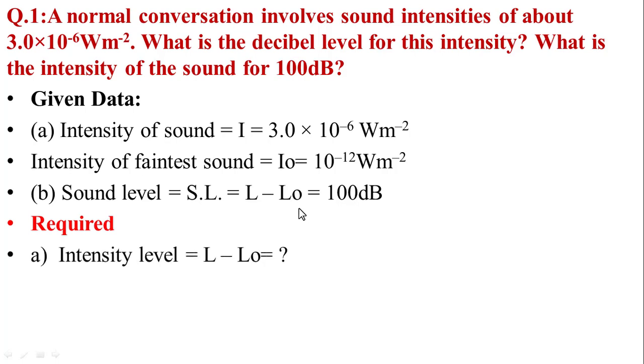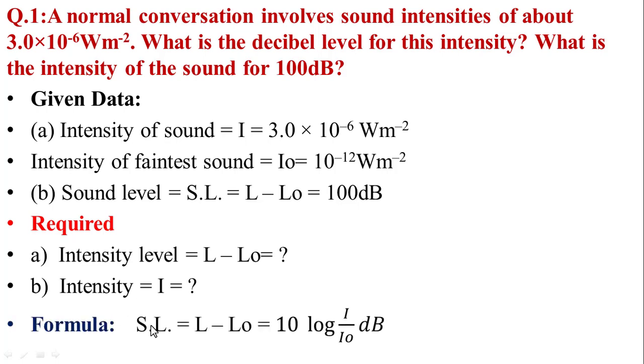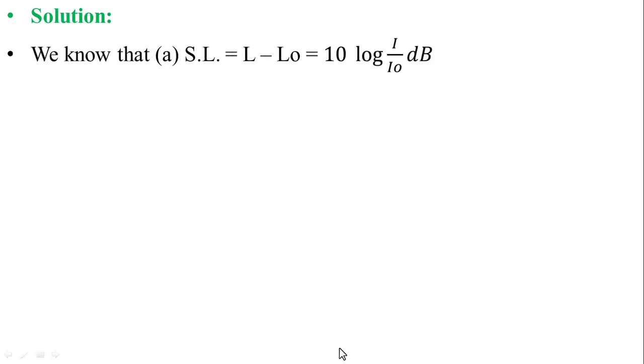Now here we require two things. In the first part, the intensity level L minus L naught, and in the B part, we require the intensity of sound I. Now using the formula, sound intensity level is equal to L minus L naught is equal to 10 log of I over I naught. For the solution of the first part, sound intensity level is equal to L minus L naught is equal to 10 into log of I over I naught into decibel.